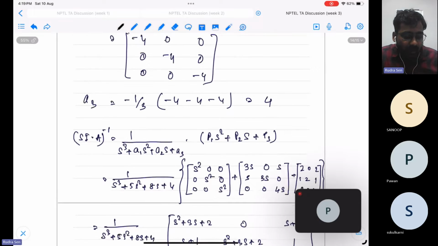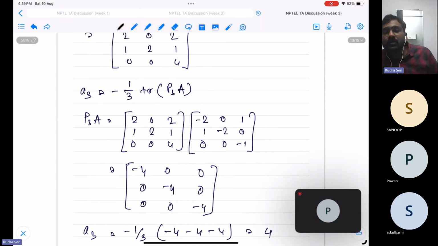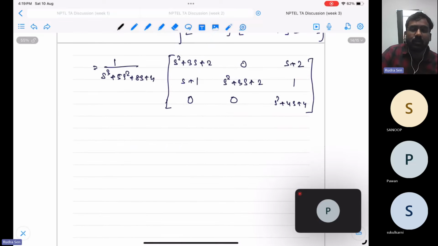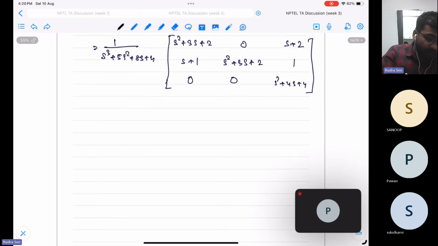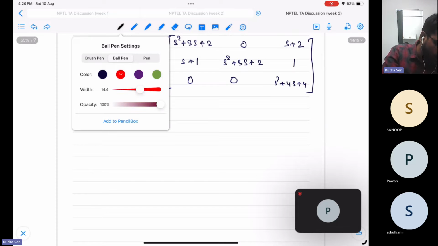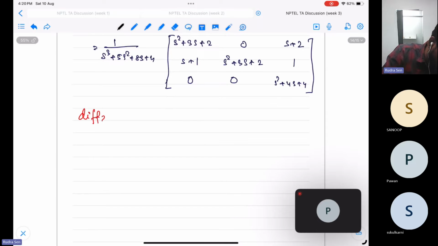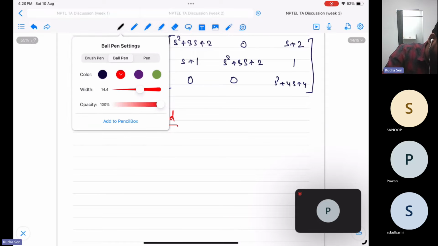So here basically the calculation is not that rigorous. If I do it using the adjoint method, I have to find the cofactors of all the elements of SI minus A, then take the determinant and do this kind of thing. This is okay for a 3 cross 3 matrix, but when the matrix dimension increases, this is very difficult. Now let's see if we do it using this different method, do I get the same result or not?